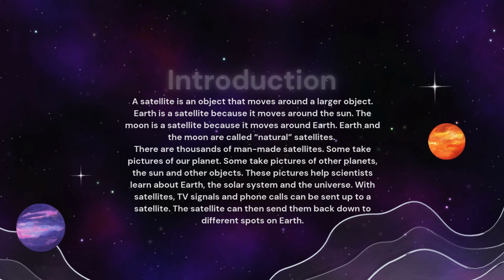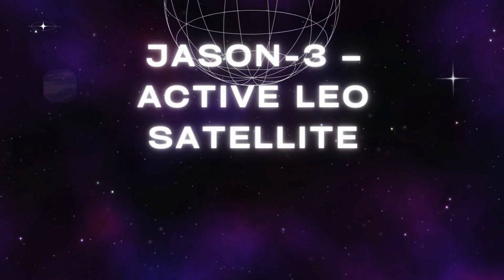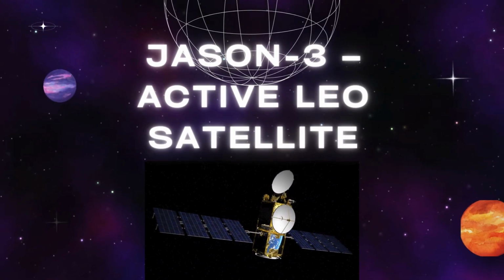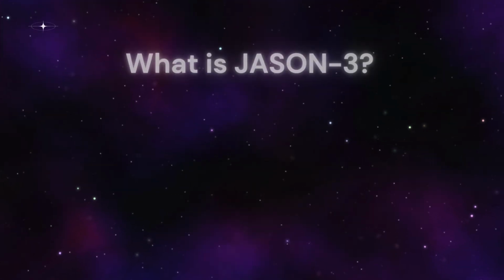So, my first satellite is Jason 3. Jason 3 is an active low Earth orbit satellite. So, what is Jason 3?